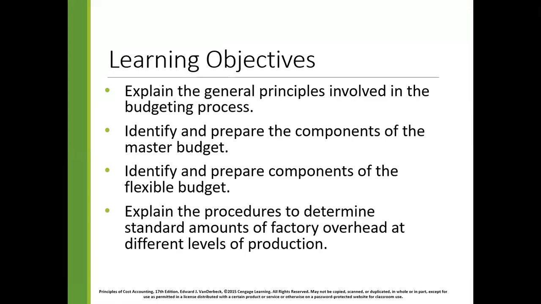So some of our learning objectives we're looking at: explaining the general principles involved with budgeting, and identifying and preparing the components of the master budget. So those components are, for example, the sales budget, the materials budget, the labor budget, the overhead budget, those types of production budgets, selling and administrative expense budget, cash budget, right? So there's several different components that make up the master budget. And then identify and prepare components of the flexible budget. Again, we'll see examples of this.